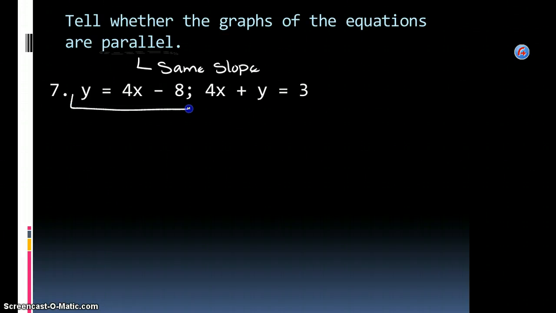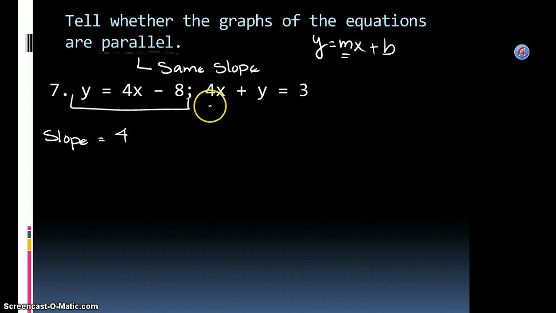This line is nice and friendly for me because it's already in slope-intercept form. Y equals mx plus b. And m is all that I care about. The b can be anything it wants to. No one cares. But we're looking to see if they have the same slope. So for this line, my slope is 4. I'm not going to write it over 1 because I'm not graphing this time.